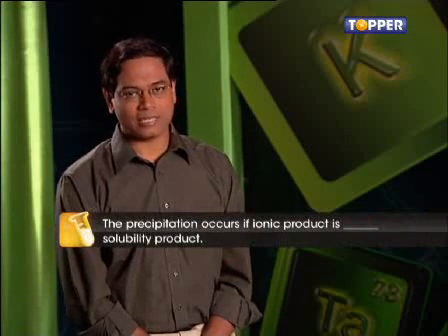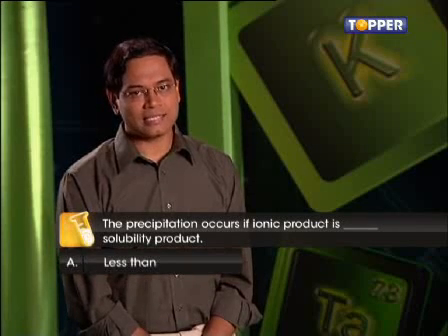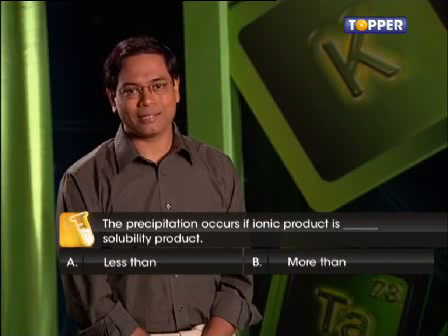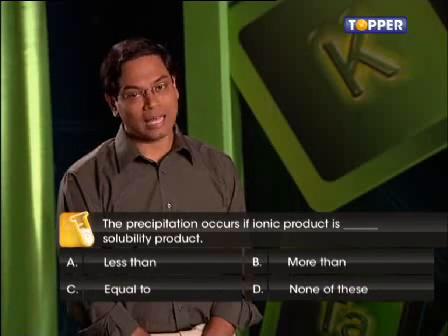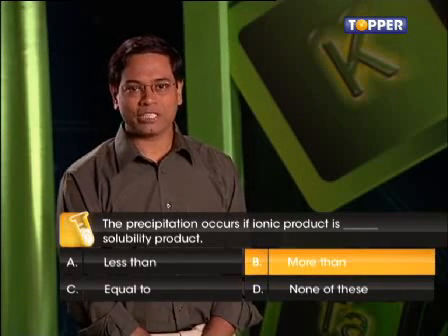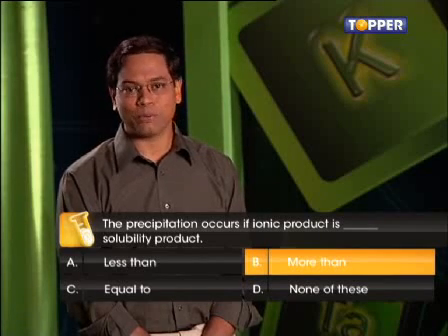Now for the last question. Here it goes. Precipitation occurs if ionic product is A. less than solubility product, B. more than solubility product, C. equal to solubility product, D. none of these. The answer is B. Precipitation occurs if ionic product is more than the solubility product.